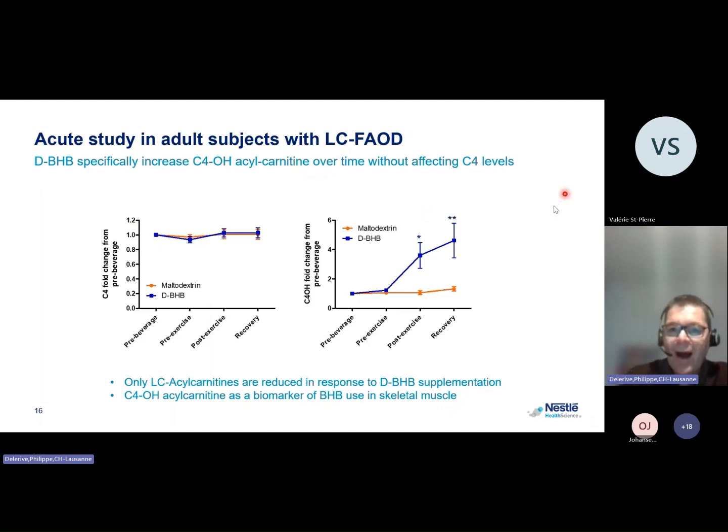However, if you look at C4 hydroxyacylcarnitine, which has been shown by other teams to be a biomarker of ketone usage in the muscle, we do see that BHB is triggering the utilization of ketones in the muscle with a nice buildup of C4 hydroxyacylcarnitine, while this is not the case in the maltodextrin receiving individuals. So we think we have identified an interesting biomarker of BHB use in skeletal muscle. We still don't really know the biology beyond C4 hydroxyacylcarnitine, and so far it has been a curiosity on the MSMS spectrum, but it seems to respond very well to exogenous BHB supplementation.